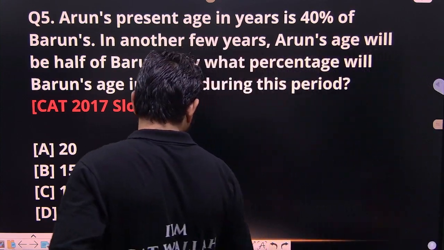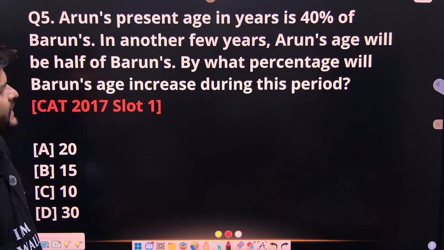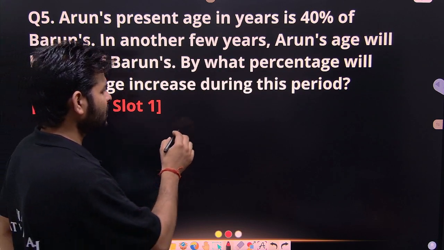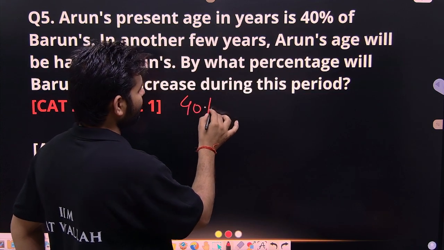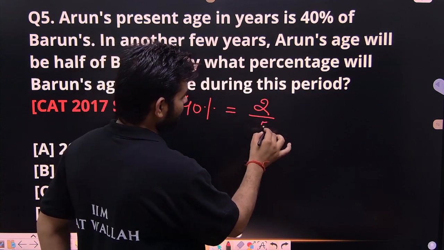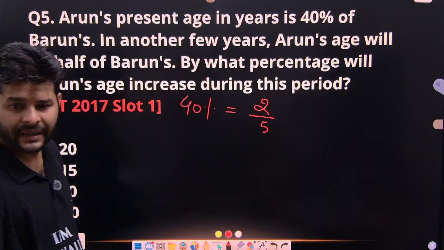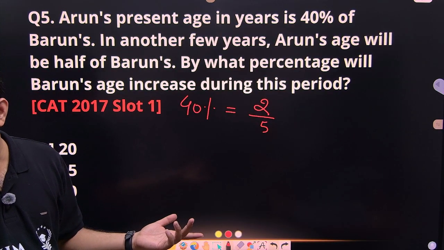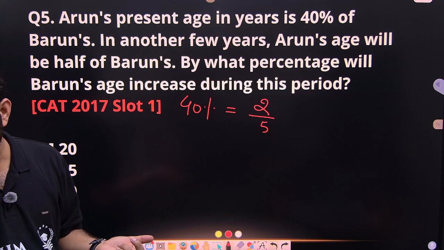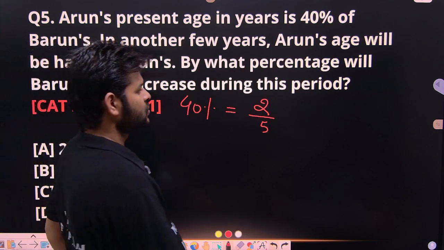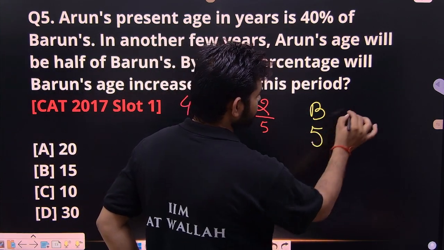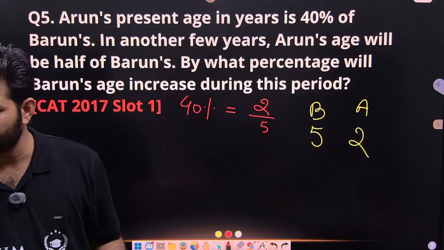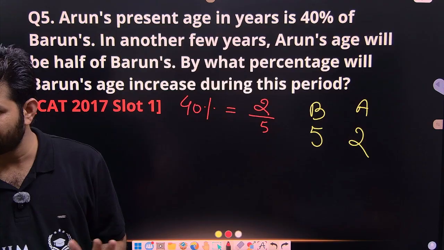So what the question is saying, Arun's present age in years is 40% of Barun's. So what would be the fraction of 40%, guys? 2 by 5. The value which is written in the denominator represents the comparative value. Whom are we comparing over here? Barun. That means Barun's age is 5 and Arun's is 2. Is there any problem here? The previous concept that we have learned, we are already applying. We are applying the same concept.